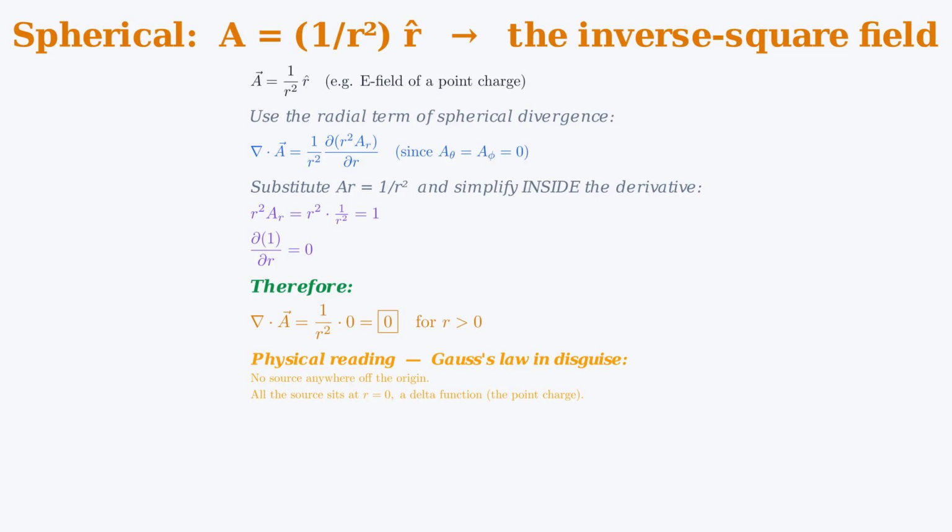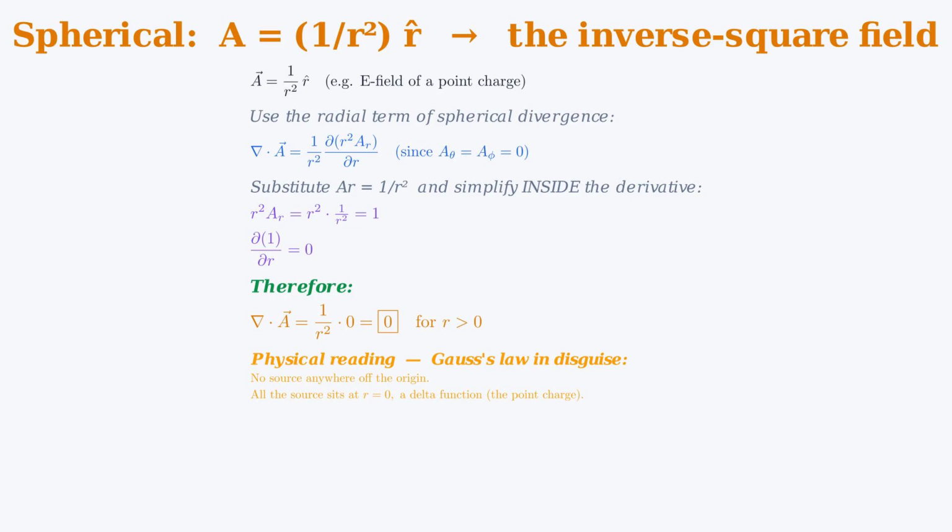Find the divergence. The spherical formula has three terms, but A only has an r hat component, so only the r term matters. Nabla.A equals 1 over r squared times the partial with respect to r of r squared times Ar. Plug in Ar equals 1 over r squared. The expression inside the derivative becomes r squared times 1 over r squared, which is just 1. The derivative of 1 with respect to r is 0. So nabla.A equals 1 over r squared times 0, which is 0, for every r greater than 0.